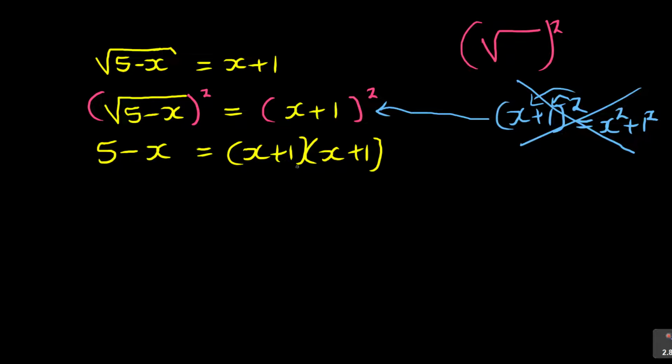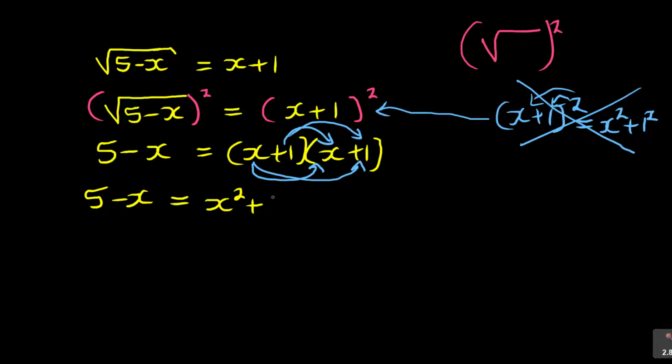Now we move on. 5 minus x is equal to, so they want you to see that this is FOIL. You open that and you open that. The FOIL method, you need to expand. x times x is x squared. x times 1 is plus 1x, which is x. x times 1 is x. 1 times 1 is 1. That's all they wanted to check you on there.